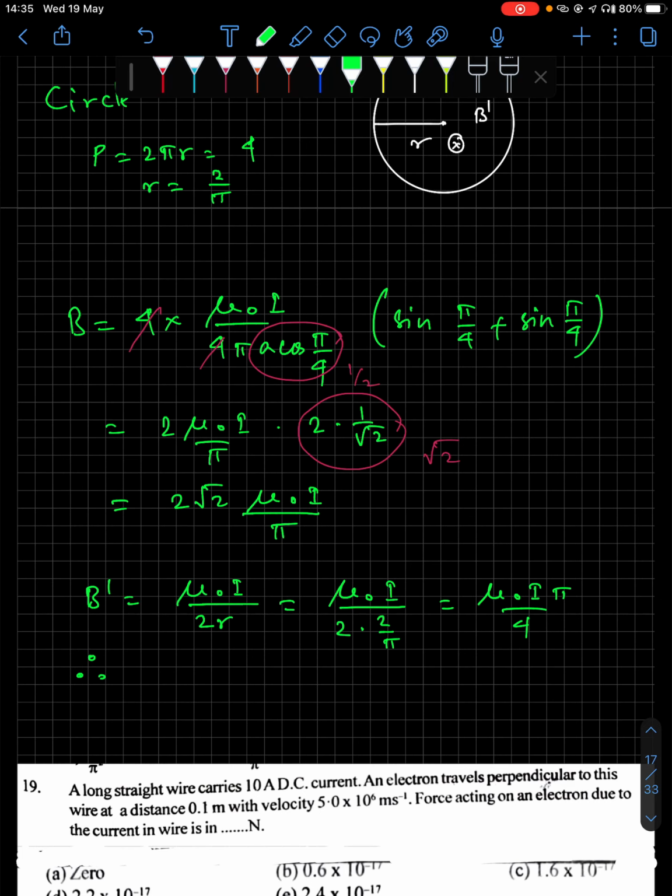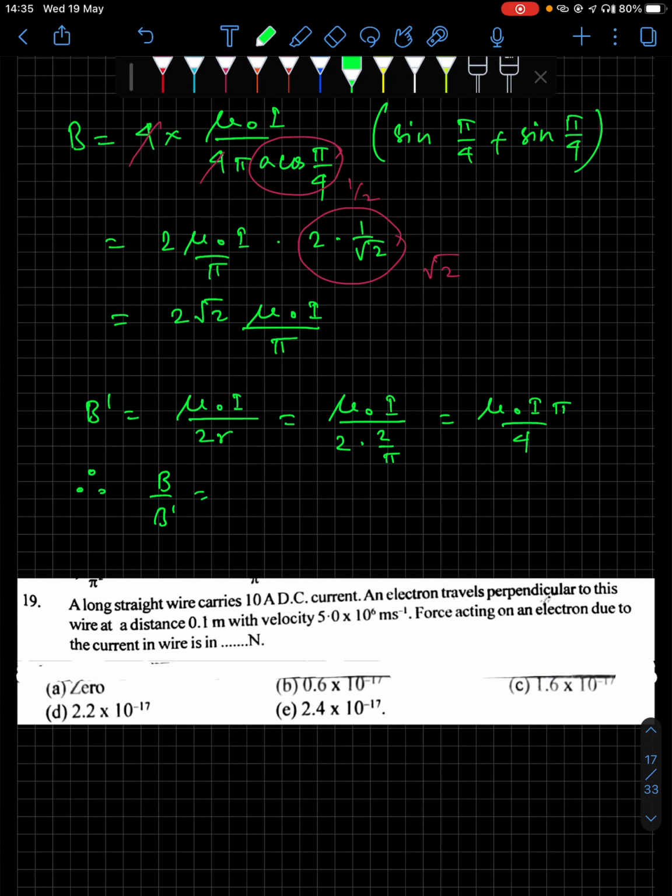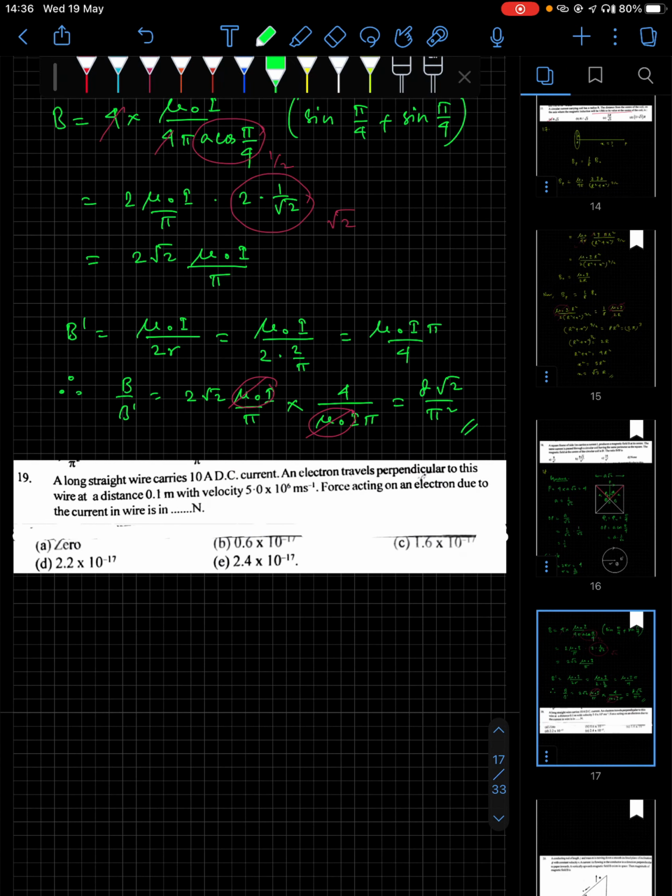Therefore, the ratio B by B prime equals, what is the value for B? 2 root 2 mu naught I by pi into, what is the value for B prime? Mu naught I pi by 4. So 4 goes into the numerator. Now mu naught I can be cancelled, and this gives you 8 root 2 divided by pi square. 8 root 2 divided by pi square.